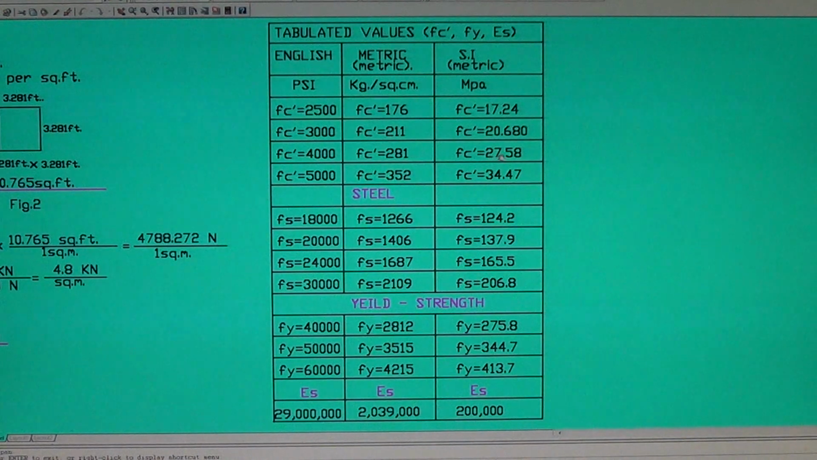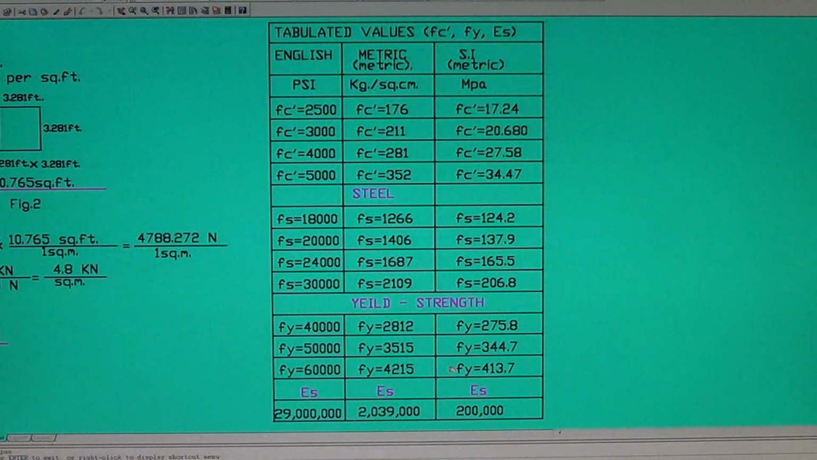So 4,000 is 27.58, 3,000 is 20.68 MPa. This is the smallest one, 2,500, 17.24 MPa, and this is steel. This is the normal steel there, and this is the yield point steel. This is high strength. This is the yielding strength of the steel from minimum 40 to 60,000 psi. This is psi here, and kilogram right here, and the Newton per square meter right there.